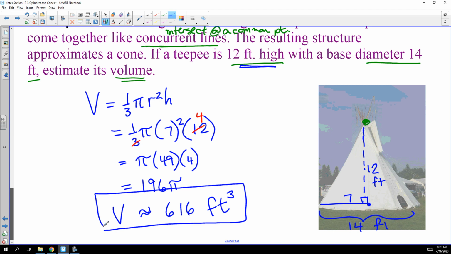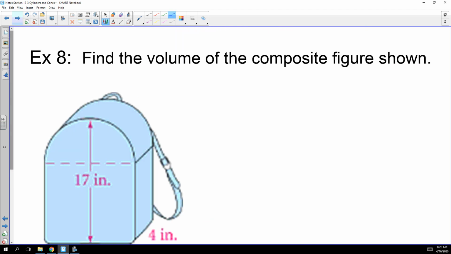That's how much maybe air or smoke or something else that it might hold. Okay. All right, last thing we're going to do is find the volume of a composite figure.